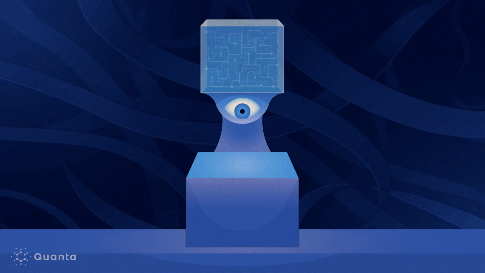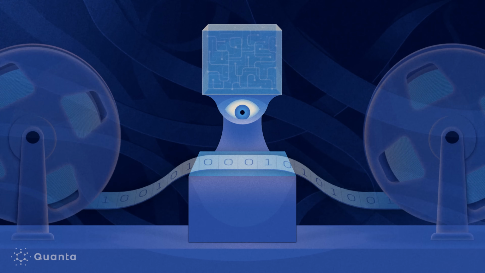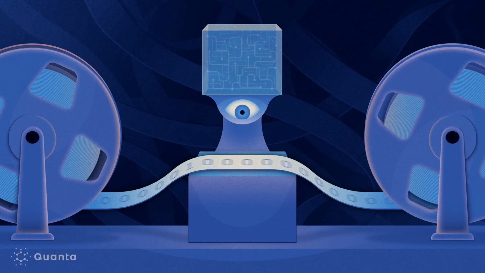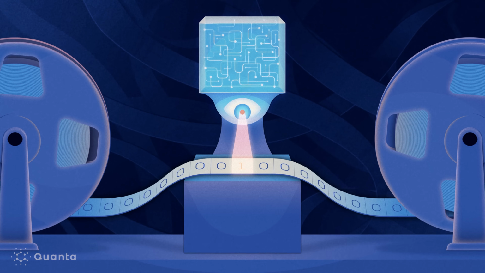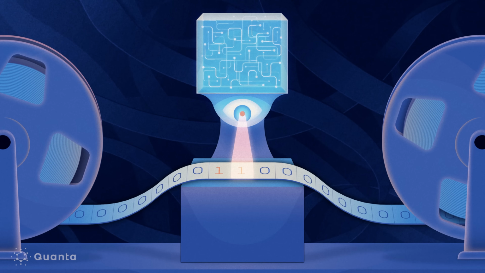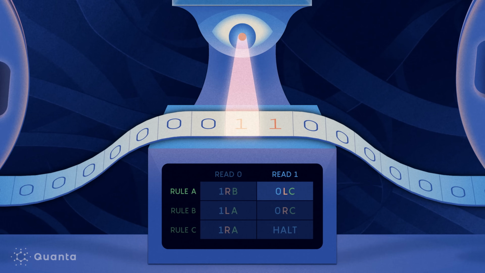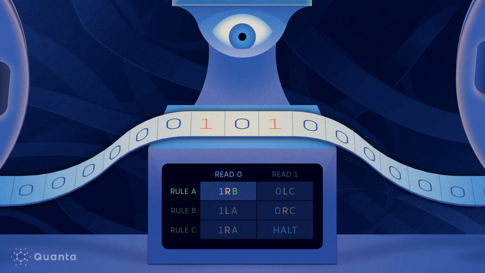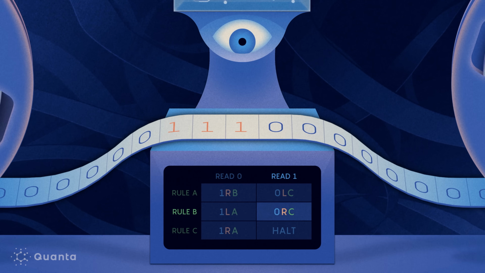All Turing machines contain three components: an infinite tape that stores data in cells as ones or zeros, a head that reads the tape, writes a new number onto it, and moves the tape left or right, and a set of instructions or program that tell the machine exactly what to do at each step.